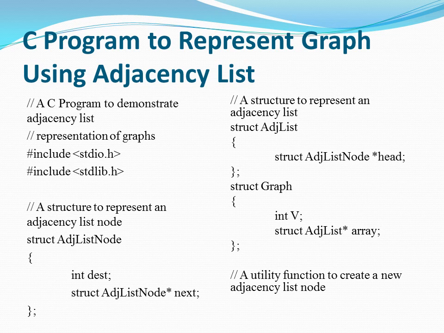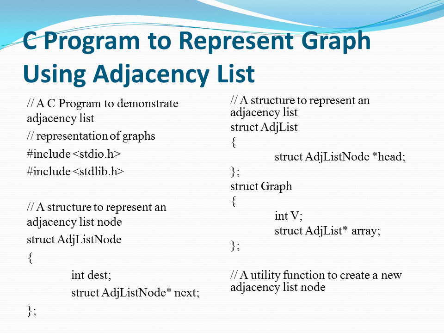Next, C program to represent graph using adjacency list. First we are creating a structure adjacency list node. Here two variables are there. One is for storing the destination, and another one is a pointer variable. Next we are creating a structure adjacency list. Here one pointer variable is there, the head pointer.